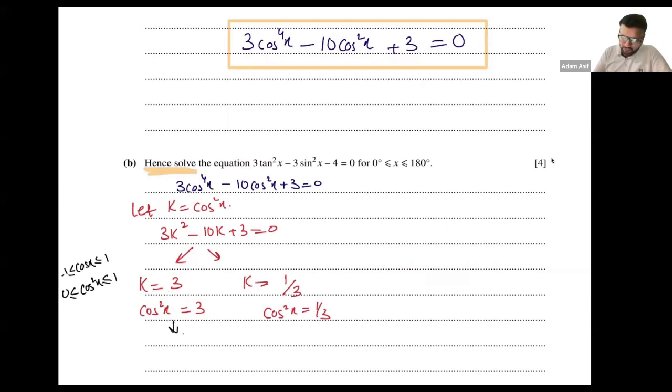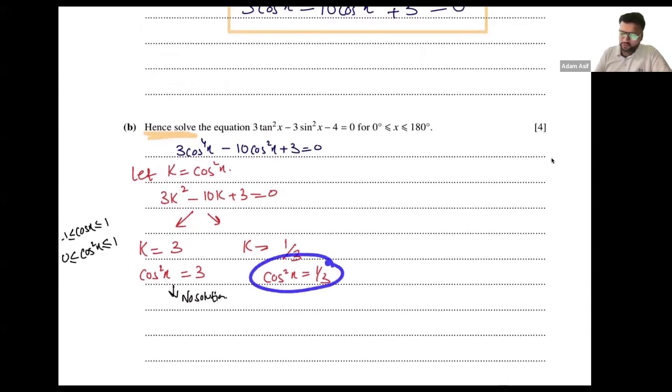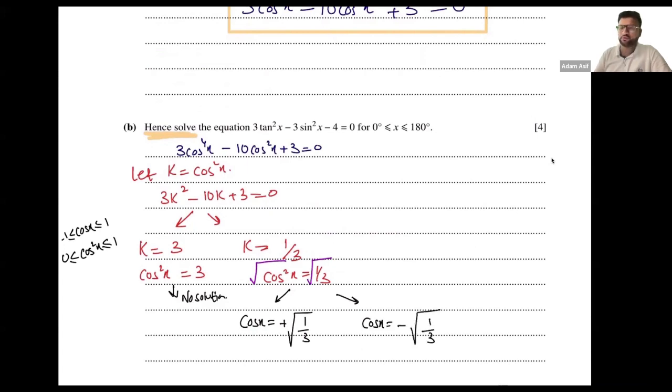So we are going to write no solution. We're just going to ignore this. The solutions are going to be from here. Now, if you take the square root on both the sides, cosine x will be equal to positive square root 1 upon 3 and cosine x will be equal to negative square root 1 upon 3.